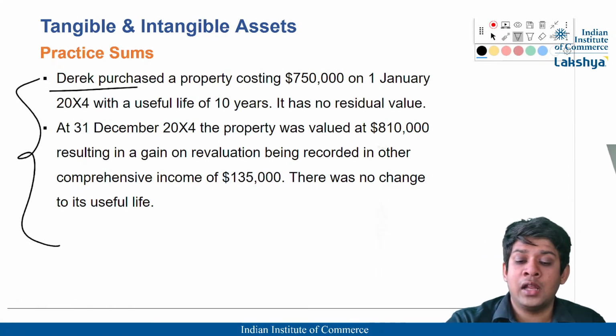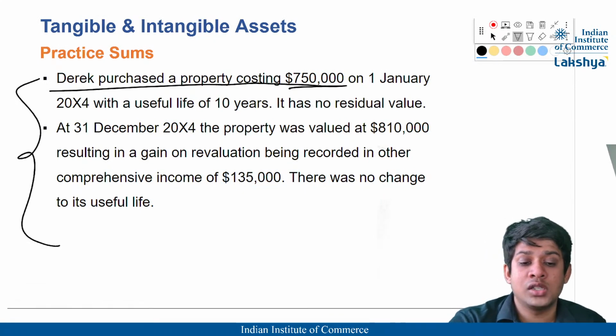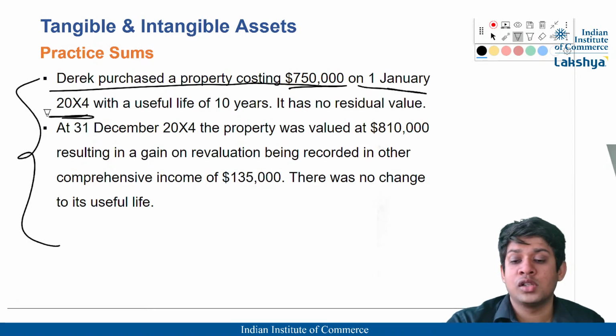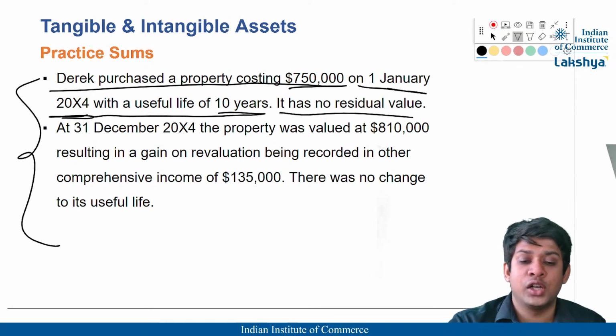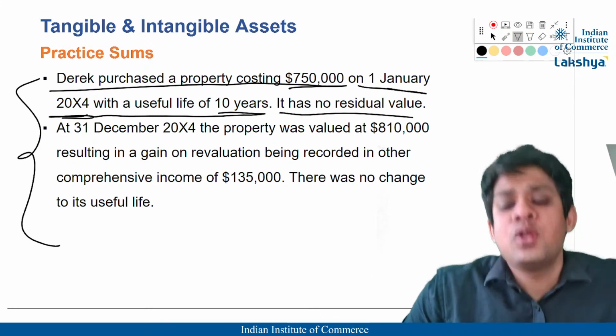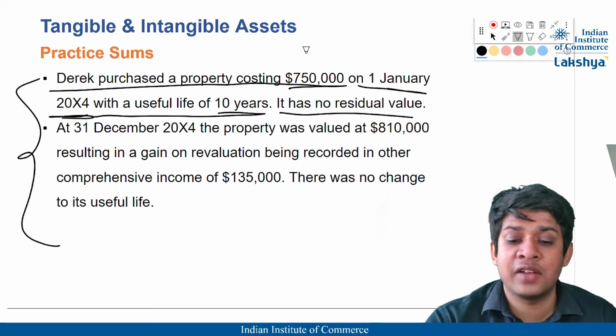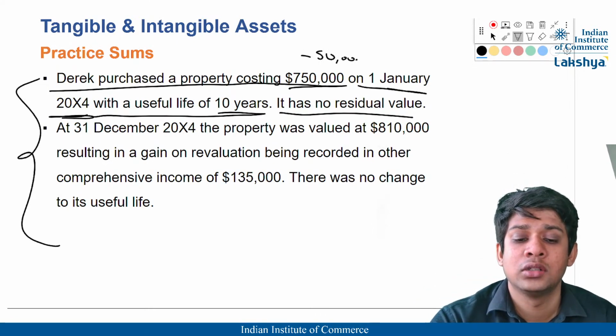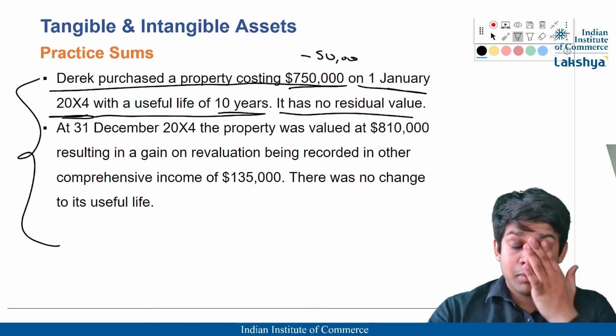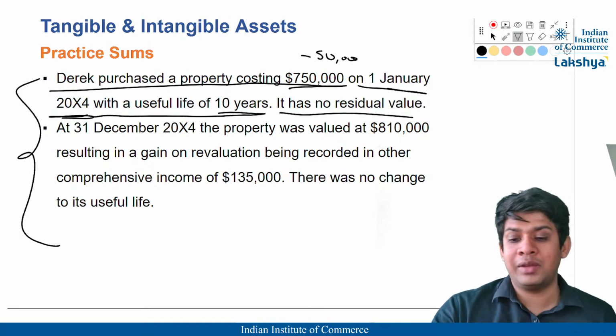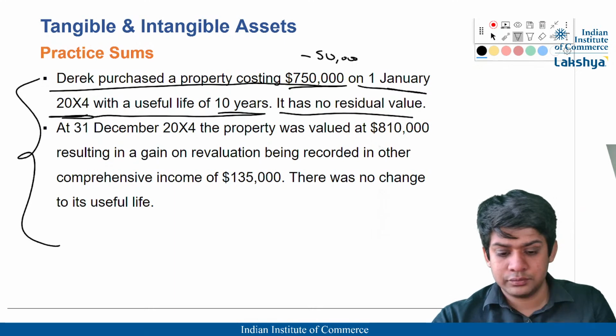Derek purchased a property for $750,000 on 1st January 2014, and it had a useful life of 10 years with no residual value. If there was a residual value, maybe say 50,000, the depreciation would have been 750,000 minus 50,000 divided by 10, because obviously the residual value is not to be depreciated, correct?